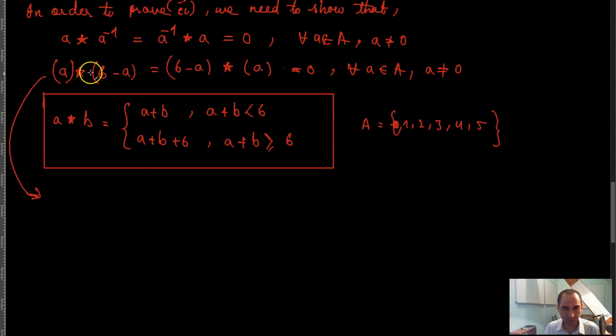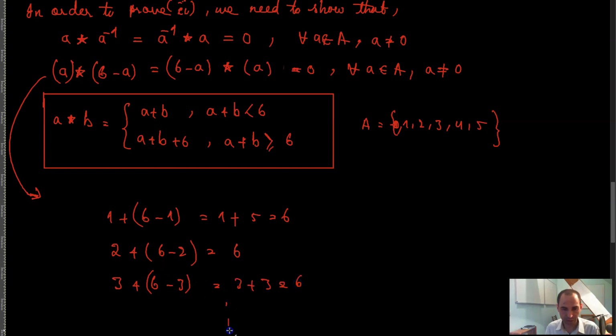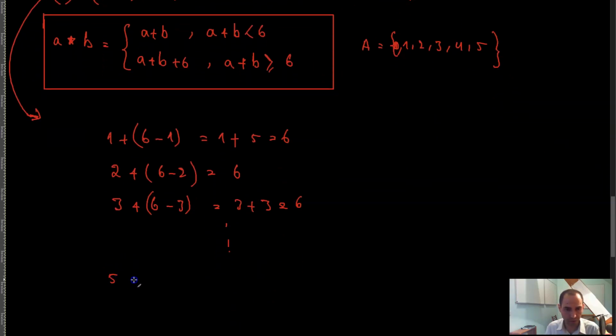So what that means is that A plus B in this case would be some element from this set other than 0 plus 6 minus A. For example, you can take 1 and you would have 1 plus 6 minus 1, which would be 1 plus 5, which is equal to 6. If you have 2, then you have 2 plus 6 minus 2, which is 4 plus 2 is equal to 6. If you have 3 plus 6 minus 3, you would have 3 plus 3 is equal to 6, and so on and so forth. If you go all the way up to 5, you will get 5 plus 1 is equal to 6, right?